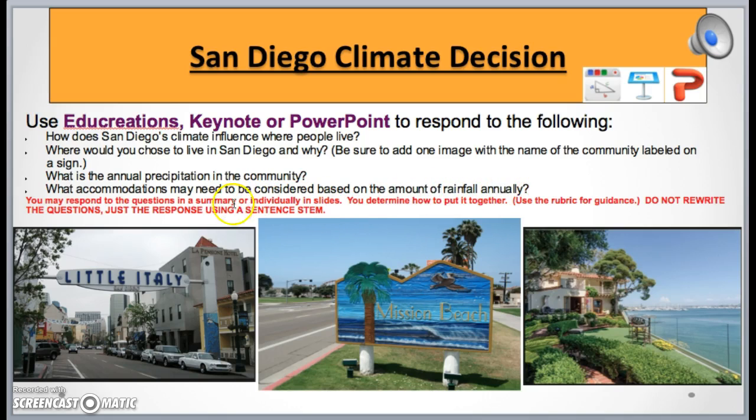I do not want you to restate the sentence, just use sentence stems. And you do need to label that community with a community sign of some sort. And whatever you choose for the other images, that is totally up to you.